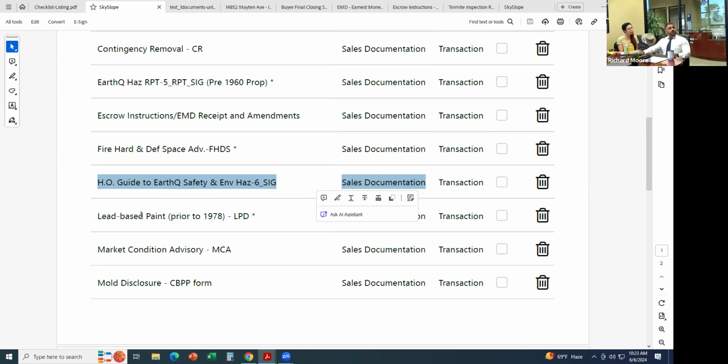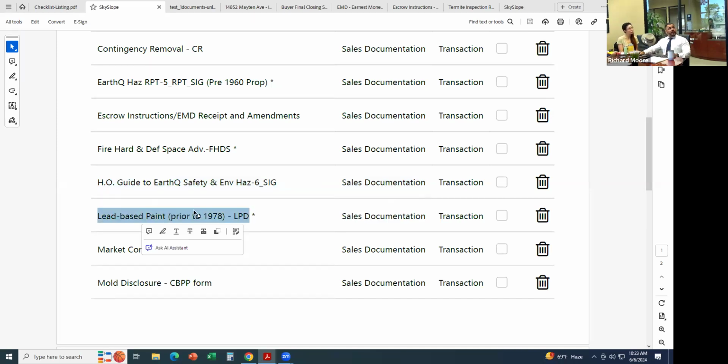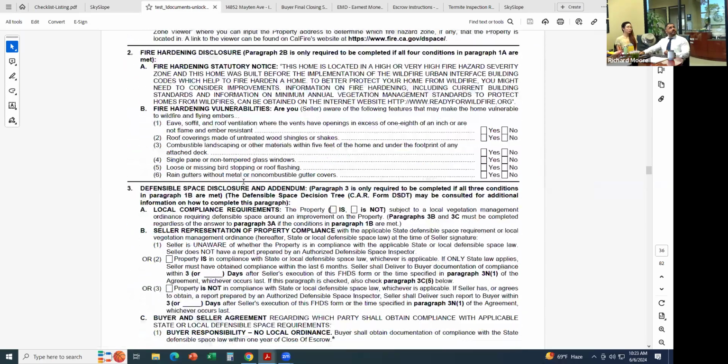You want to make sure that you fulfill your checklist. So lead-based paint, this one is if applicable. And here it tells you when it's applicable. It was built prior to 1978. So after 1978, we don't need it, right? Right. Yeah. And this is what the form looks like here.